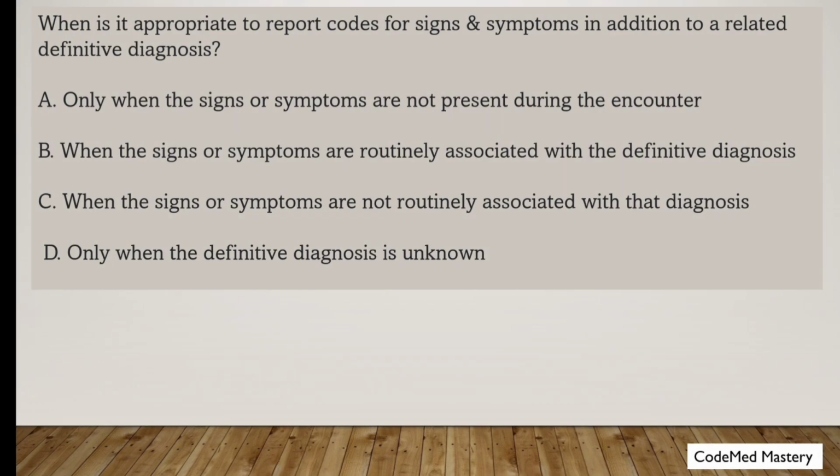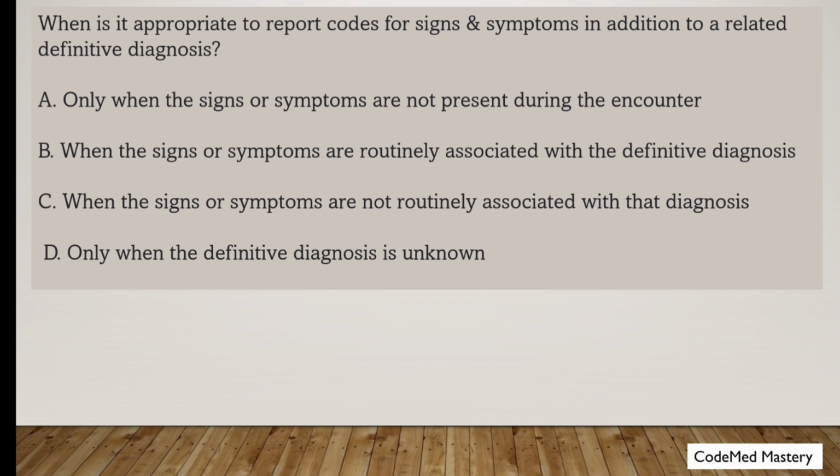So this is the first question. When is it appropriate to report codes for signs and symptoms in addition to a related definitive diagnosis? Option A, only when the signs or symptoms are not present during the encounter. Option B, when the signs or symptoms are routinely associated with the definitive diagnosis. Option C, when the signs or symptoms are not routinely associated with that diagnosis. Option D, only when the definitive diagnosis is unknown.